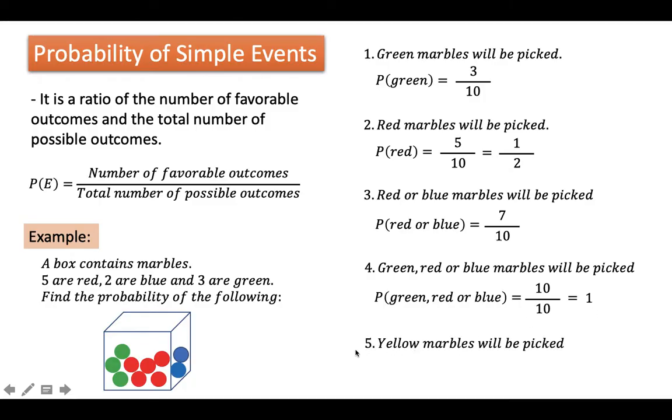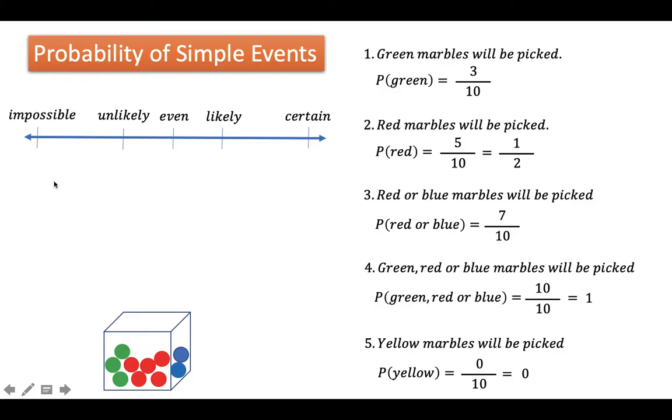How about the probability that yellow marbles will be picked? So this is our event, yellow marbles. Since there are no yellow marbles in our box, the numerator is 0. And since there are 10 marbles inside the box in all, our denominator is 10. Then we simplify: 0 divided by 10 is 0. Therefore, the probability that yellow marbles will be picked is 0.